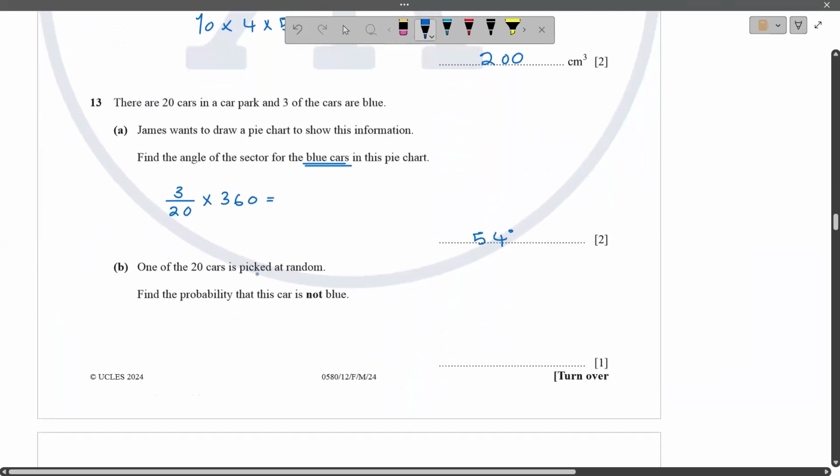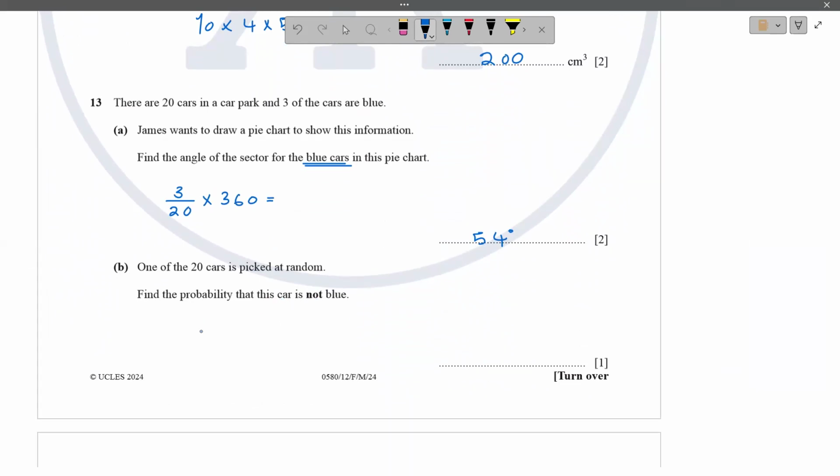One of the 20 cars is picked at random. Find the probability that this car is not blue. Not blue is 20 minus 3, which is 17. As a probability, I'm going to write it 17 over 20.